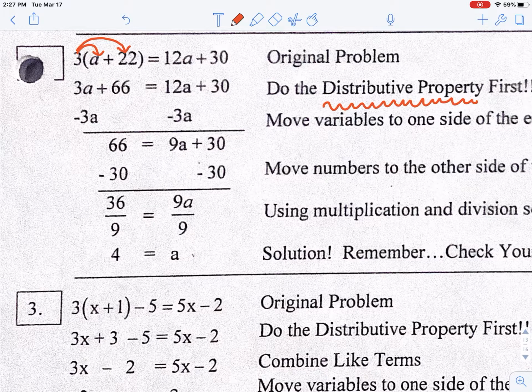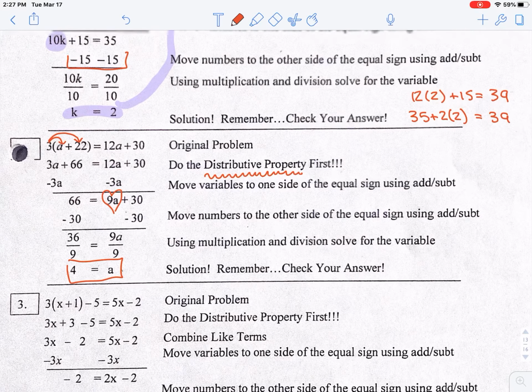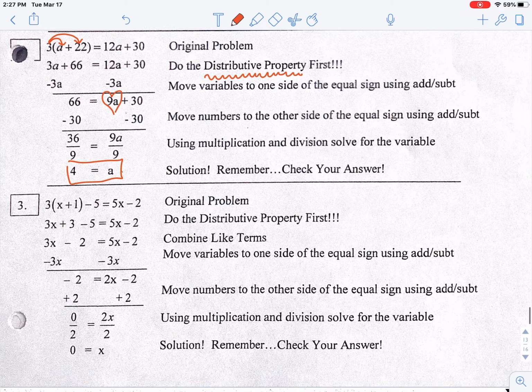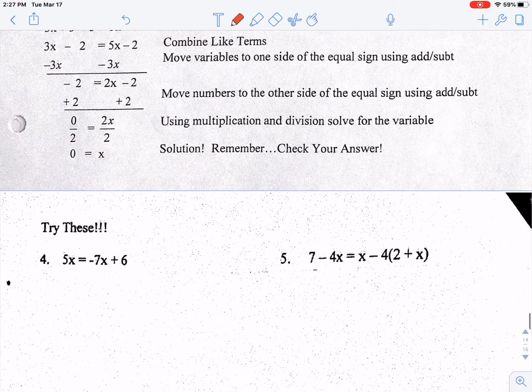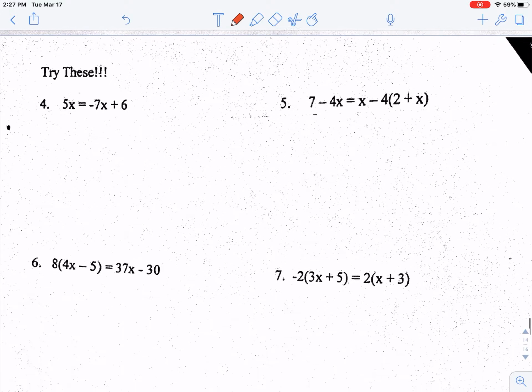So once they did that, they got 9a here, and then we had to get our variable term by itself again, so we subtracted 30 on both sides and followed through to get our a equals 4. So same idea for that next problem there. I will let you guys go ahead and look over that yourself, but I will do a couple of examples here with us to start.